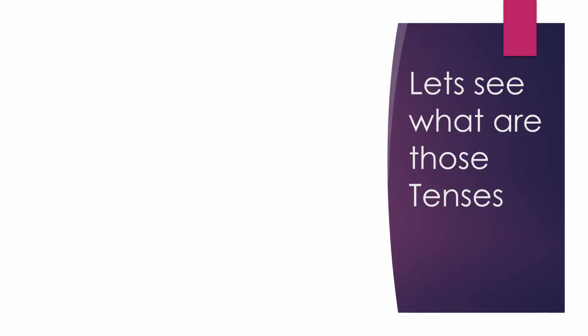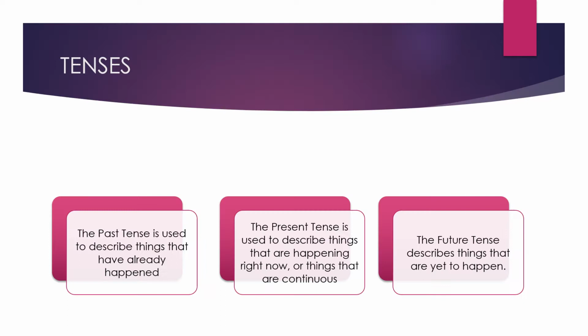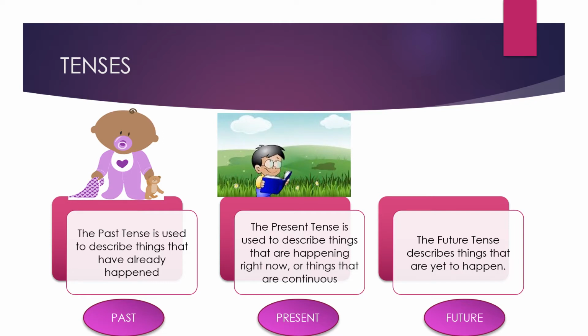Now, let's see what are those tenses. The verbs come in three tenses: the past, the present, the future. The past is used to describe things that have already happened. The present tense is used to describe the things that are happening right now or things that are continuous. The future tense describes the things that are yet to happen.